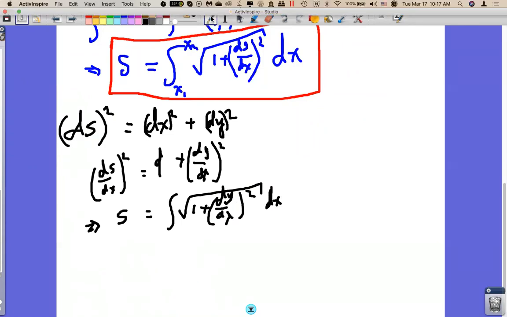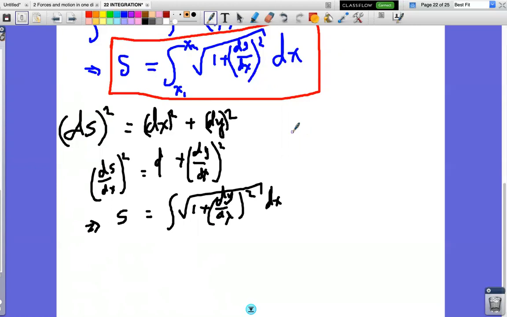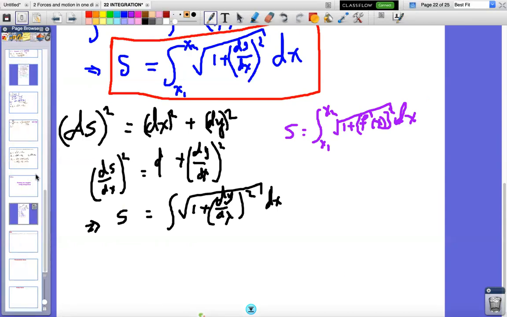It may also be stated in this form. You can also write this formula as S equal integral from x1 to x2 of square root of 1 plus f prime of x squared dx. Okay, that is it.